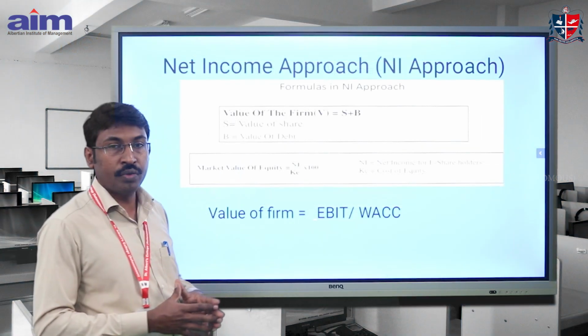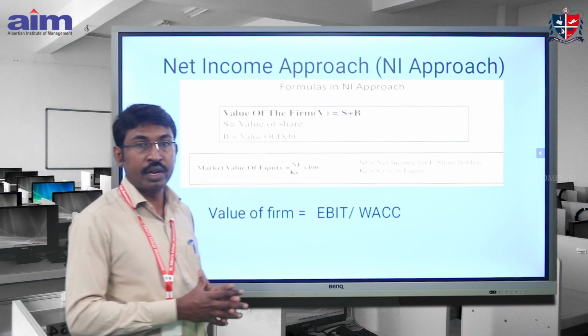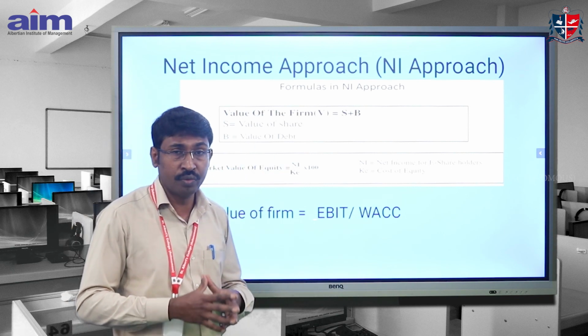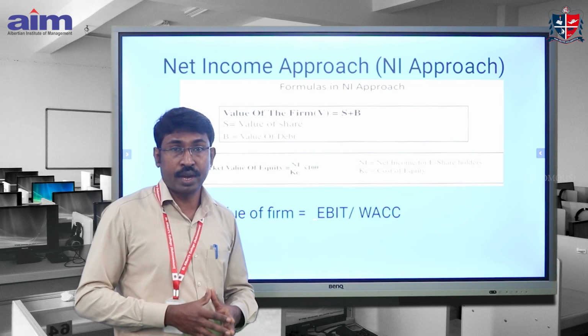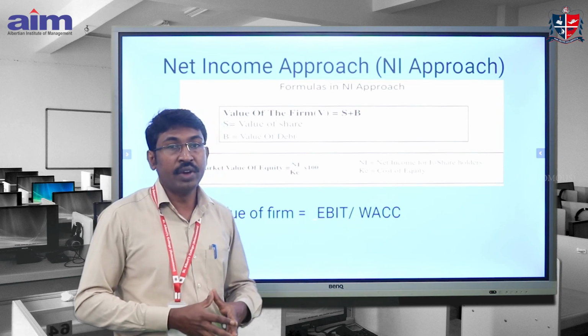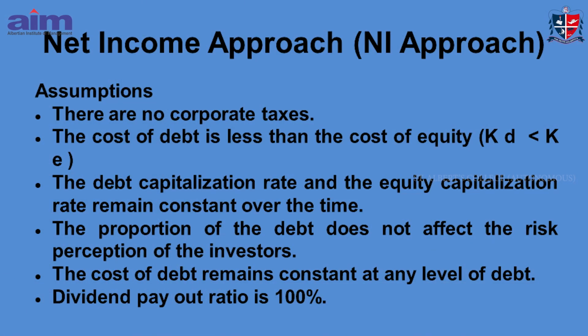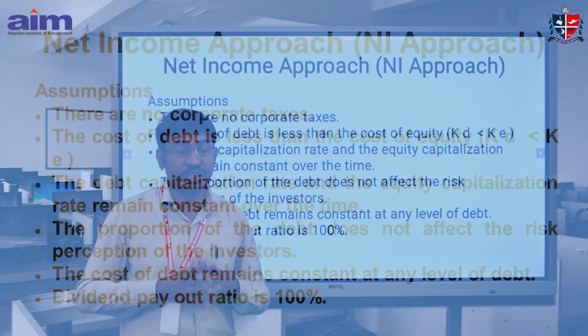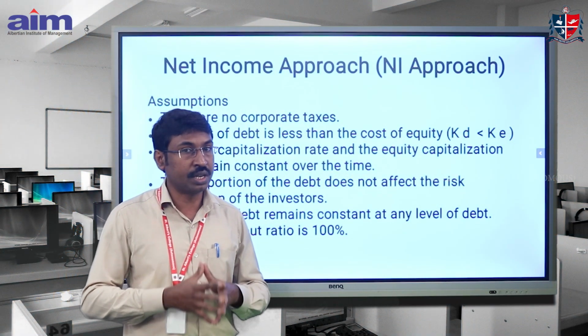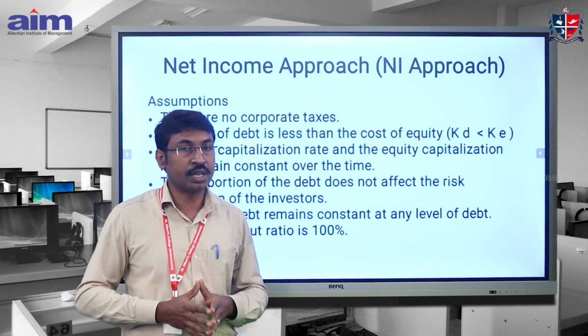So if you get value of equity, take the total of value of equity and debt, you will get value of firm. Then if you want to calculate value of the firm by using overall cost of capital, you can use EBIT or operating income divided by weighted average cost of capital. So we have some assumptions for this theory. This argument exists when these assumptions are considered. Otherwise, these arguments are not true.